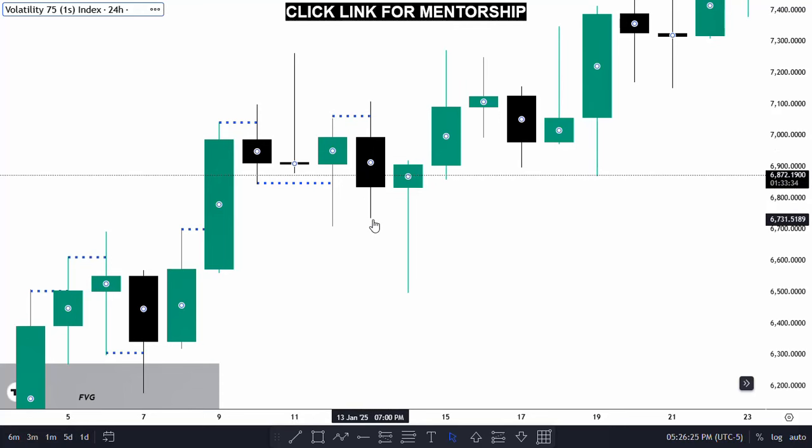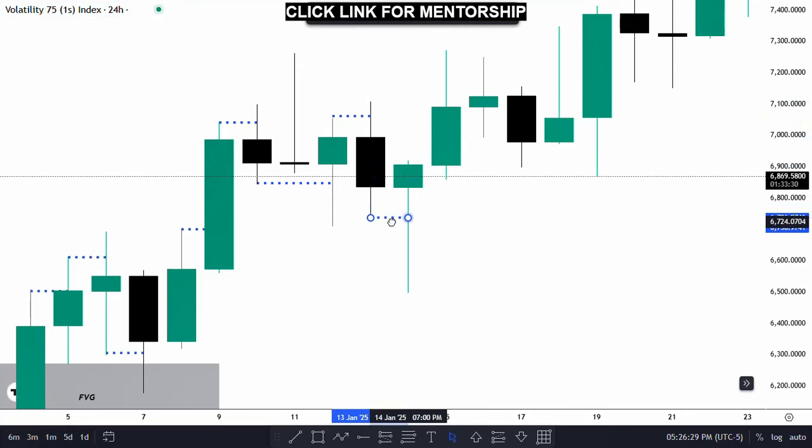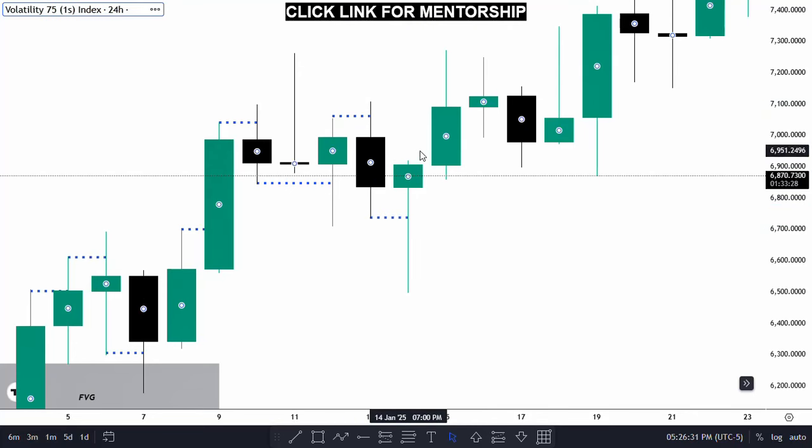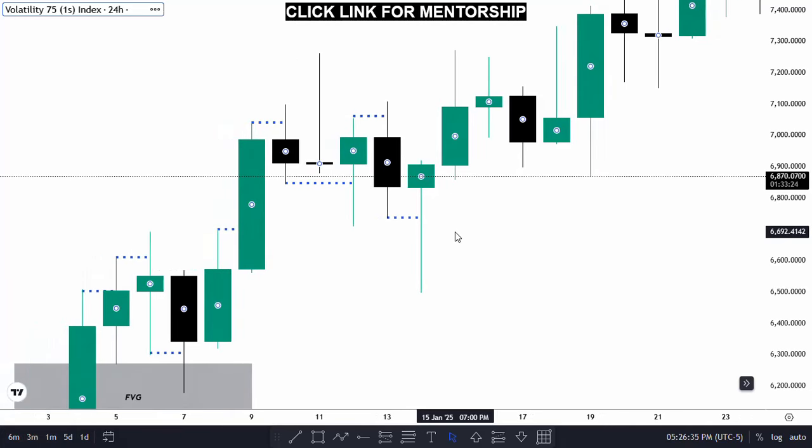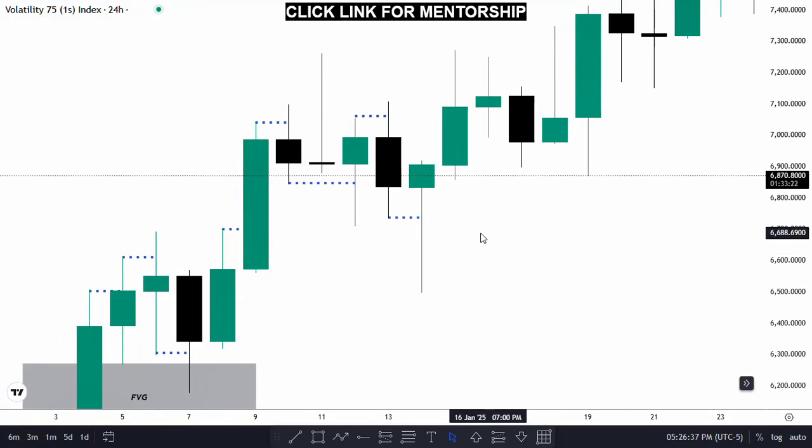Okay, what is your target? This low here, that low right there. All right, this has been taken out here. This has been taken out, and where did it go? Price went all the way down. There's a single candle order block right there. Okay, that is where price went to and then reacted and started going to the upside.